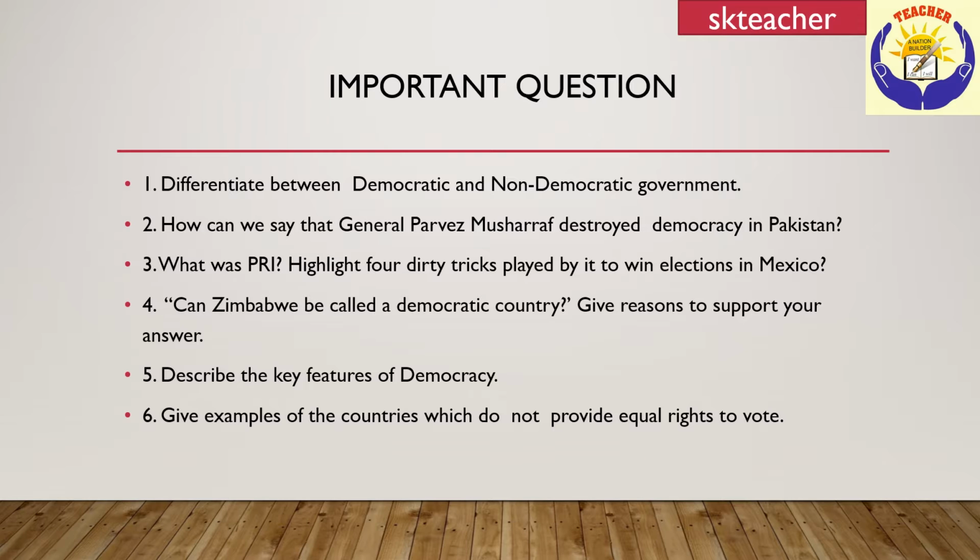Fourth one, can Zimbabwe be called a democratic country? Give reasons to support your answer. Question number 5. Describe the key features of democracy. Question number 6. Give examples of the countries which do not provide equal rights to vote. Now the questions will be continued in the next slide.